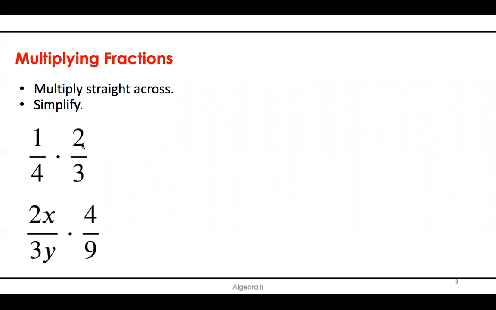Multiply straight across. So 1 times 2 is 2. 4 times 3 is 12. Then we need to simplify 2 and 12, both are divisible by 2. 2 goes into 2 one time, 2 goes into 12 6 times. So 1/6.